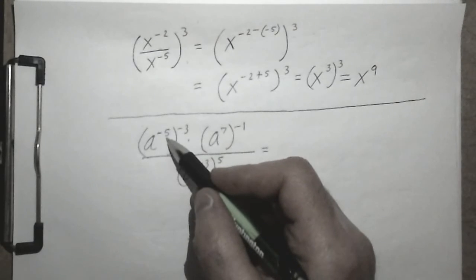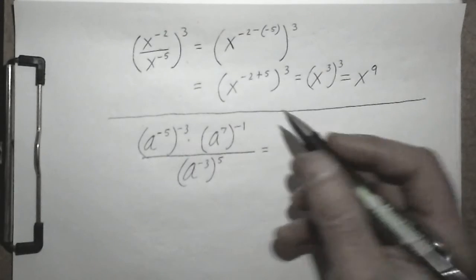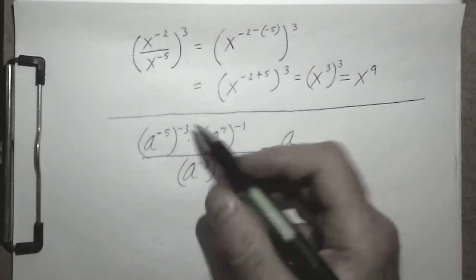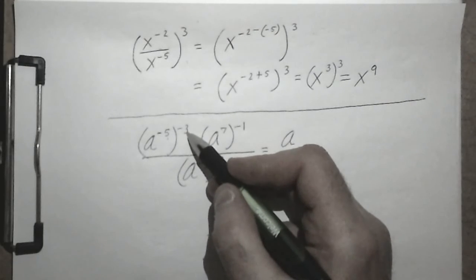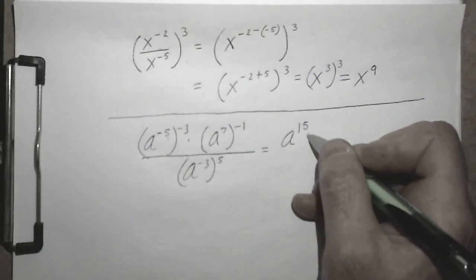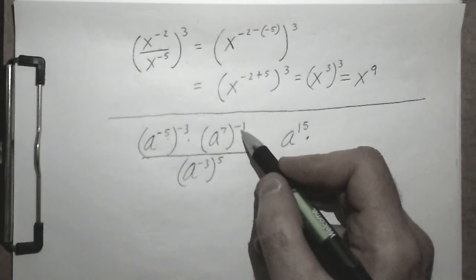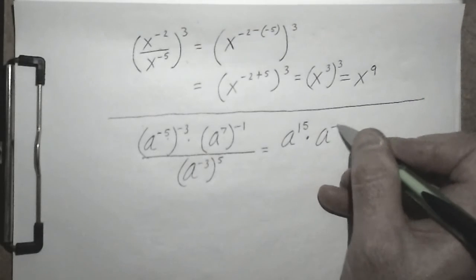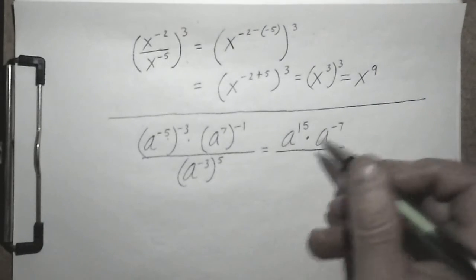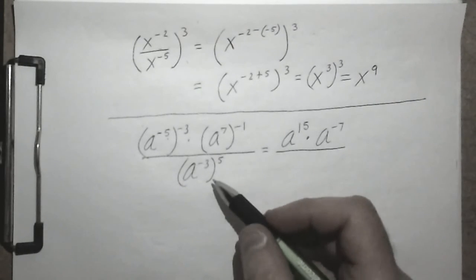So a to the negative 5th power raised to the negative 3rd power is going to be a to the negative 5 times negative 3 power, or a to the 15th power, times a to the 7th power raised to the negative 1 power is going to be a to the 7 times negative 1 power, or a to the negative 7th power. That's all going to sit over our denominator.